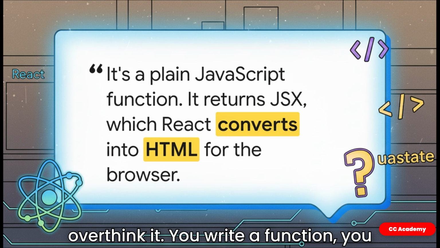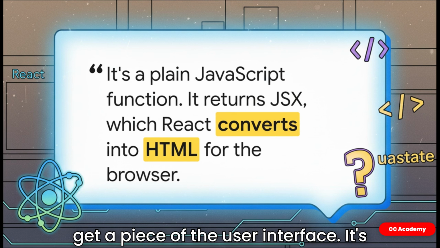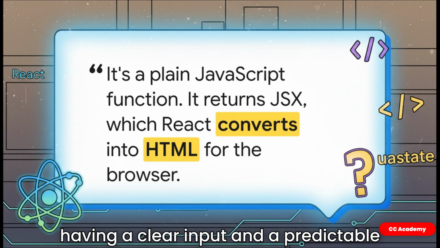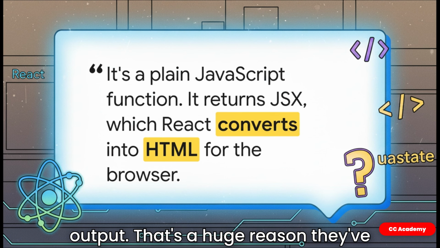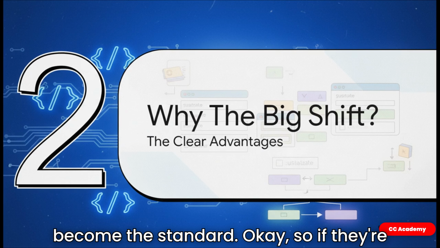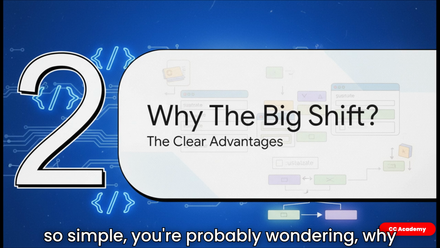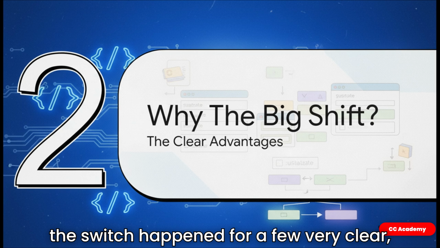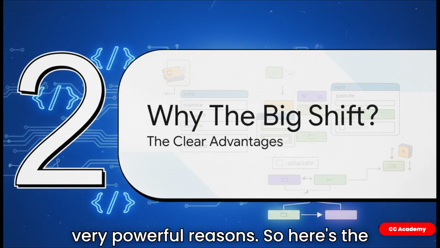You write a function, you get a piece of the user interface. It's this beautiful simplicity, this idea of having a clear input and a predictable output. That's a huge reason they've become the standard. Okay, so if they're so simple, you're probably wondering, why did we ever do it any other way? Well, the switch happened for a few very clear, very powerful reasons.